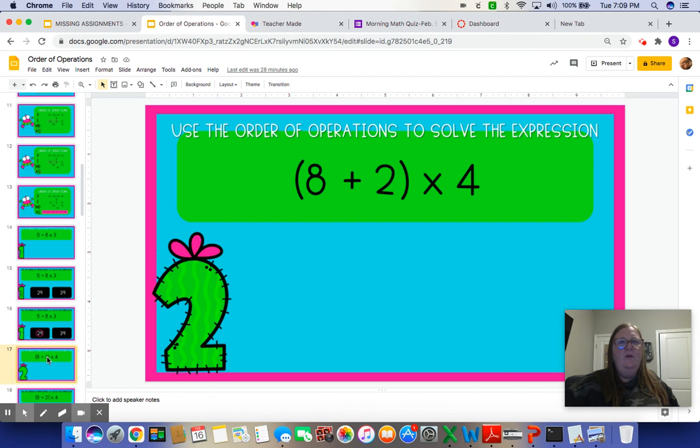All right, then on problem 2, it says use the order of operations to solve this expression. And you're going to solve, obviously, what's in parentheses first because that's the line leader. So you're going to solve 8 plus 2, and then go through each one, the exponents, the multiplying, the dividing, the adding, and the subtracting to solve those. If you have any questions, remember, I will be reviewing this on Zoom at 11 o'clock. Good luck.